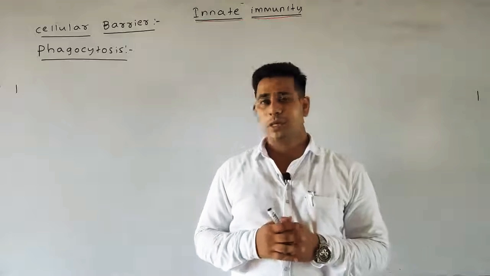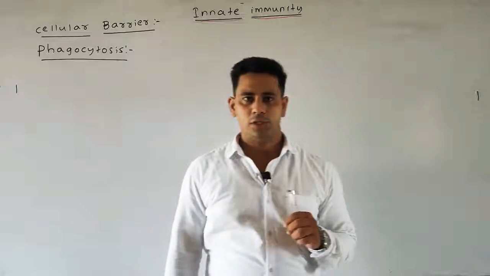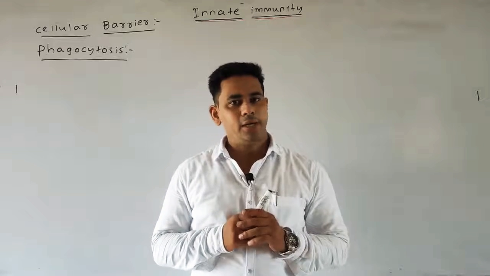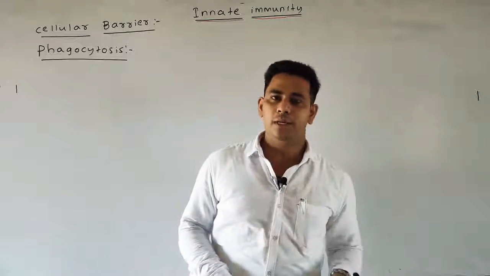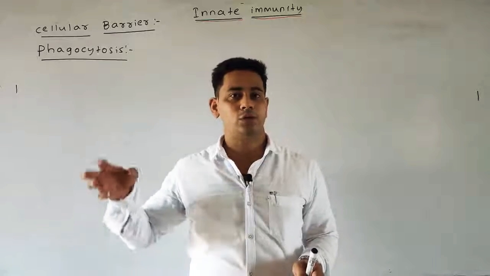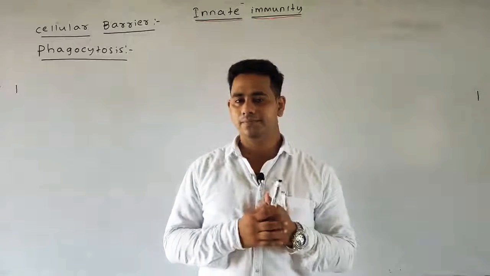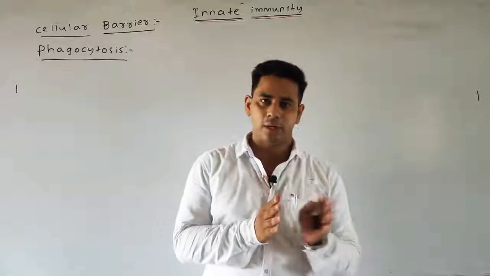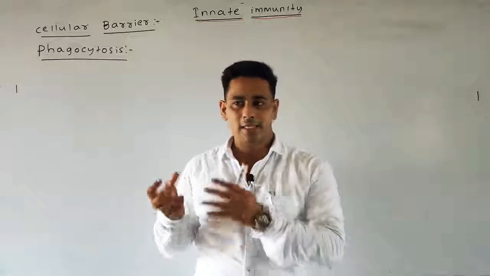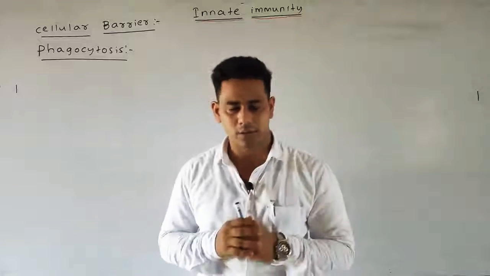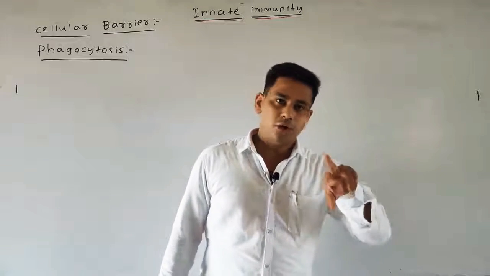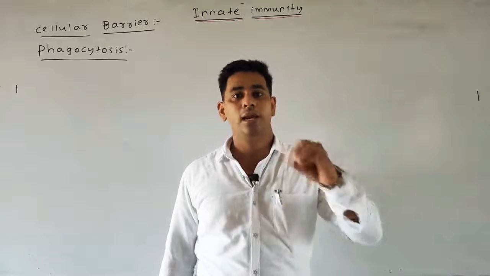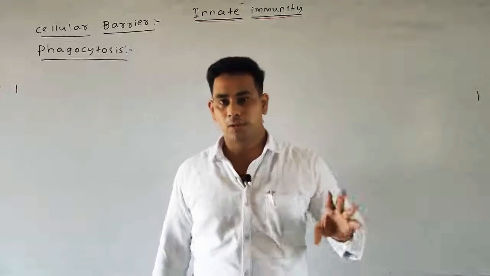Further, we discussed immunity is of two types. One is your innate immunity, the other one is your acquired immunity. Innate immunity is also known as non-specific immunity, whereas the acquired immunity is also known as specific immunity. Innate immunity is present since birth, whereas acquired immunity, as it is acquired, is present after birth. Innate is non-specific because it is not specific to a particular pathogen. It can fight against any pathogen.